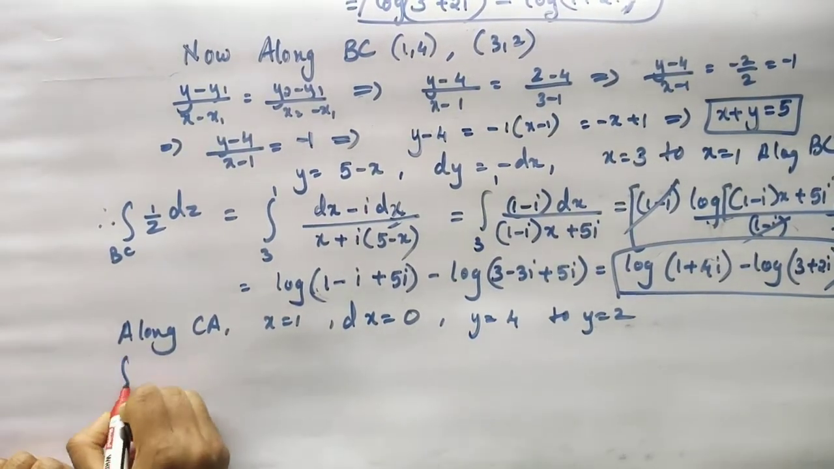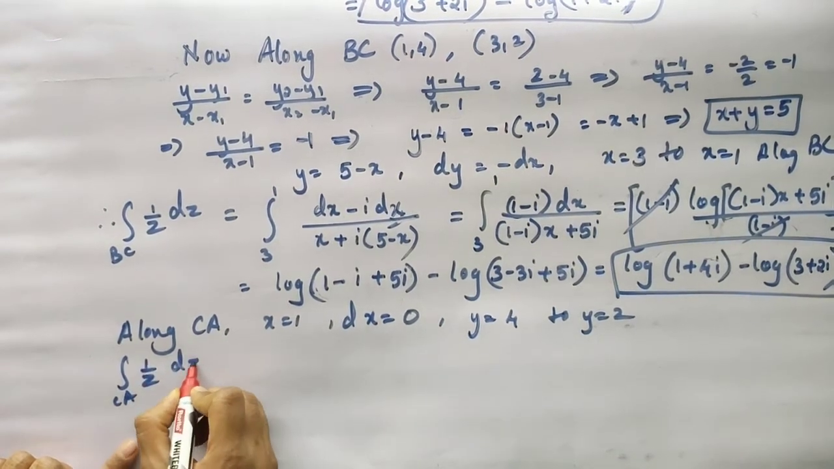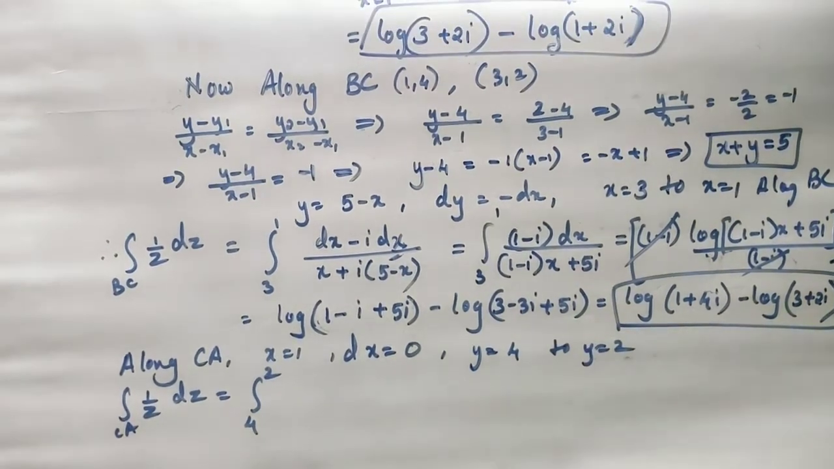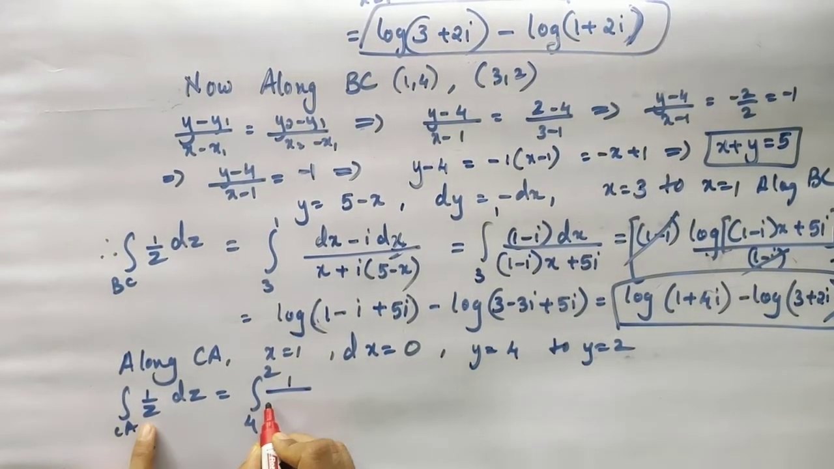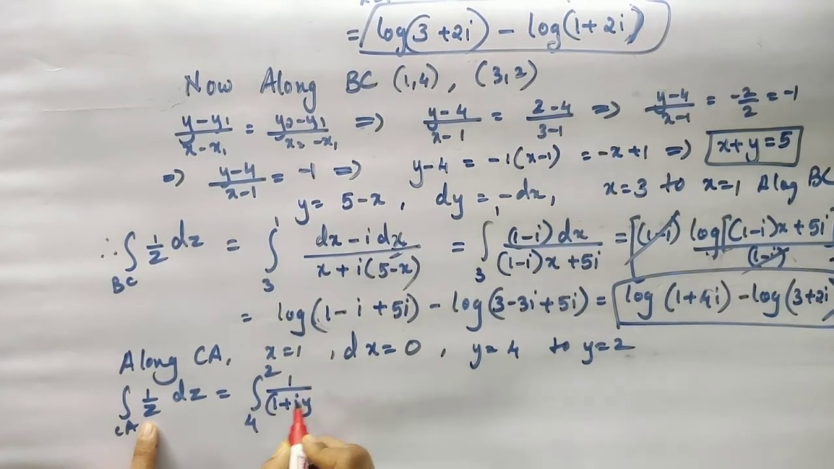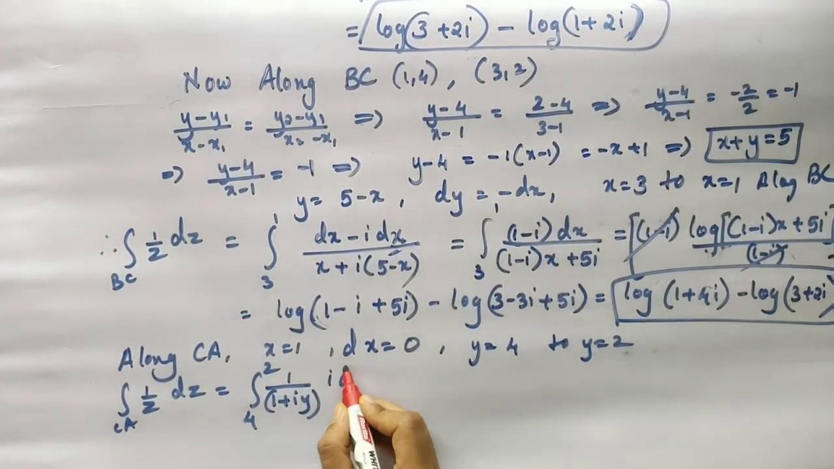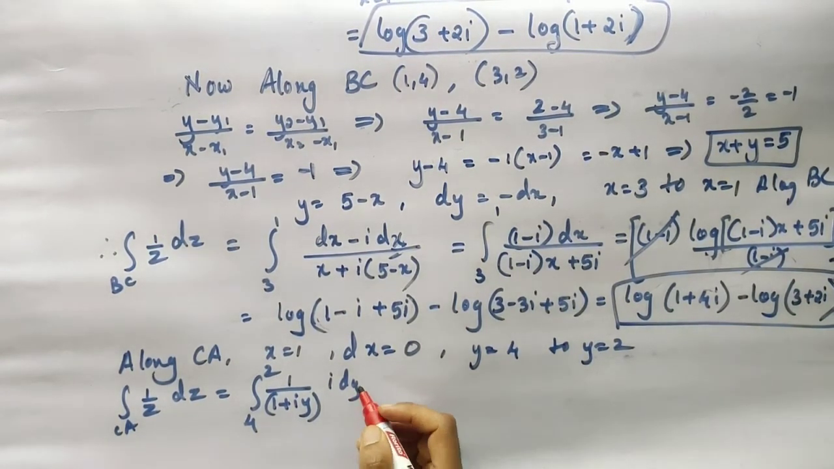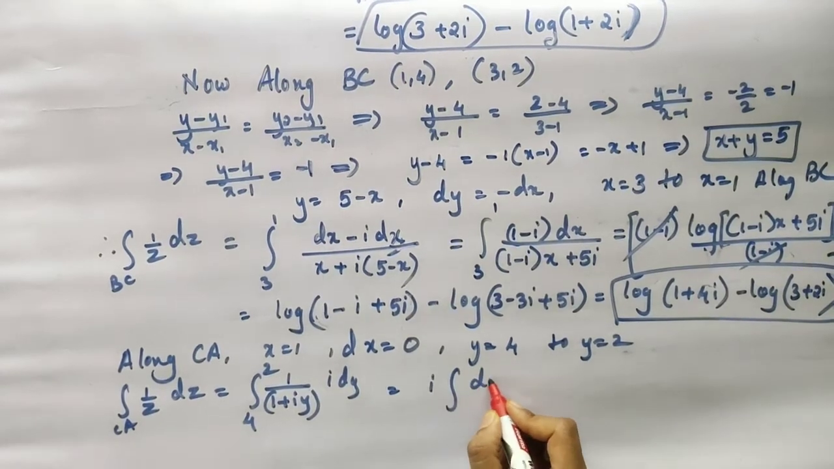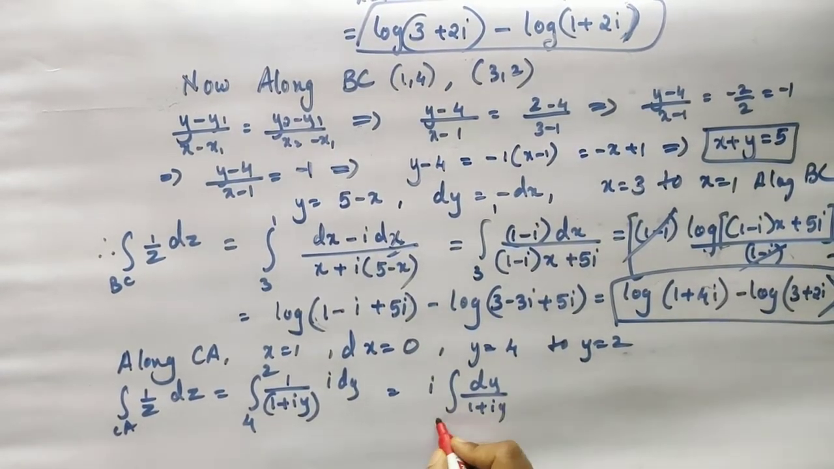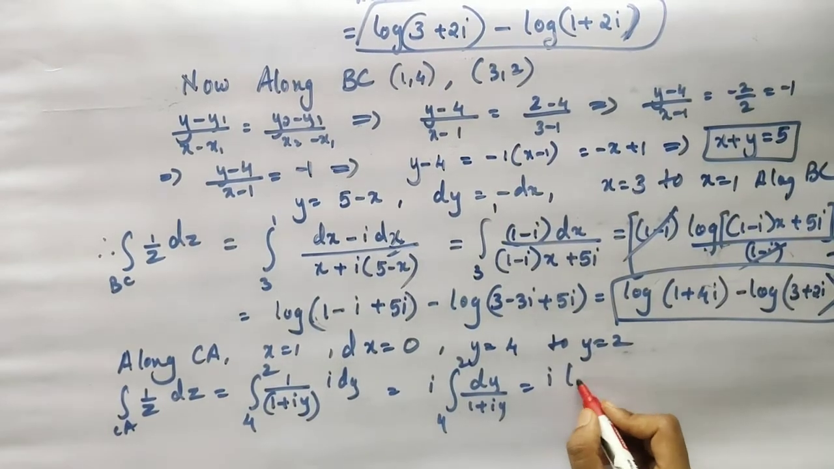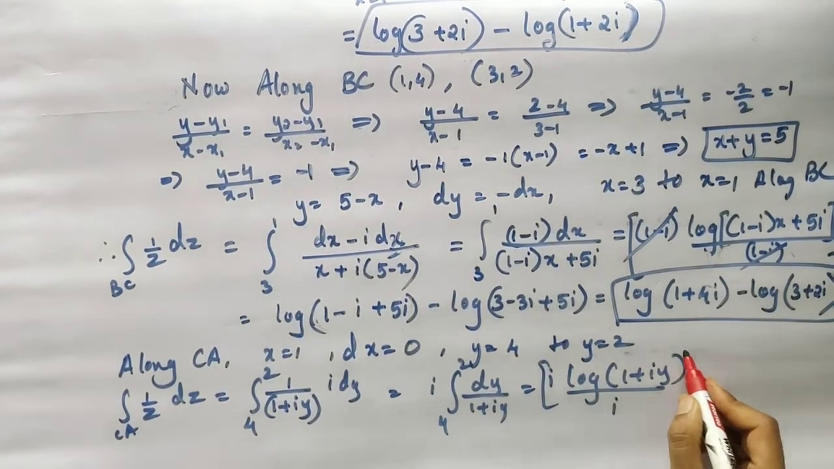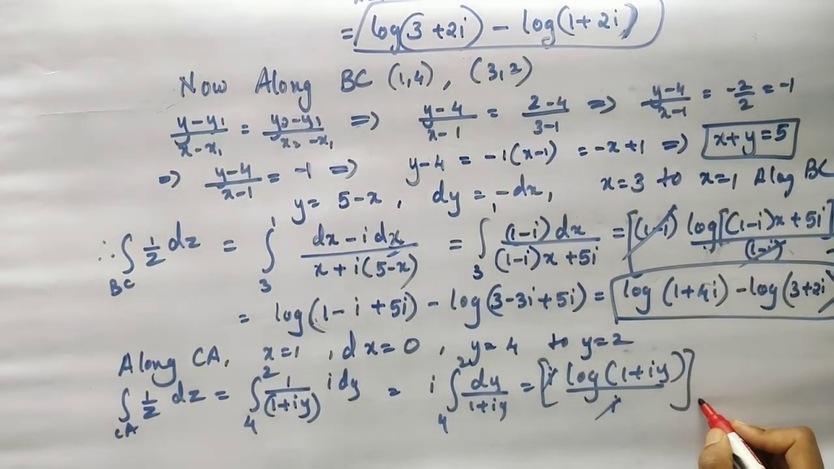So you get the integral along CA of 1 by z dz is equal to the integral from 4 to 2. Yes, 1 by z dz means 1 divided by x, which is 1, plus iy you will get. And dx is 0, so i dy you have to retain. Now i you can take outside, dy divided by 1 plus iy with limits from 4 to 2. Now integrate it, it will be log of 1 plus iy divided by i, the coefficient of y. The i gets cancelled, with limits from 4 to 2.